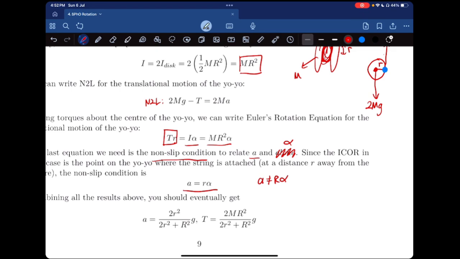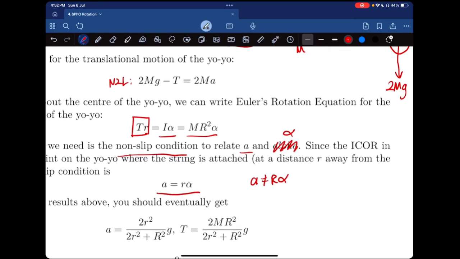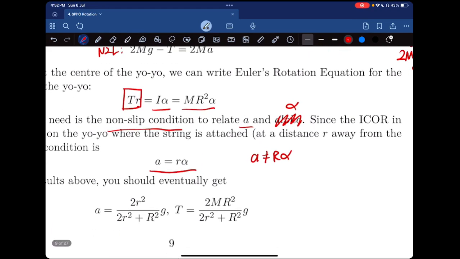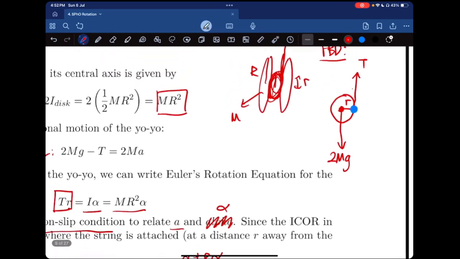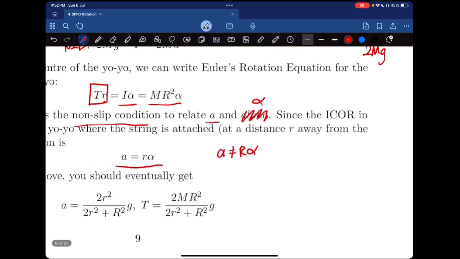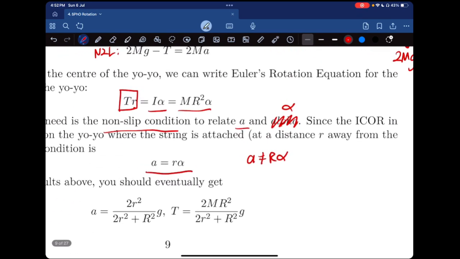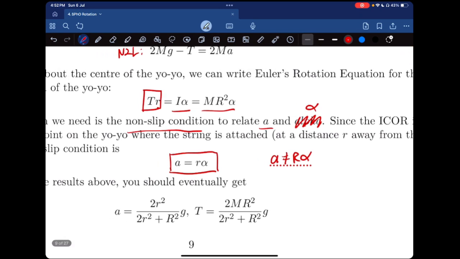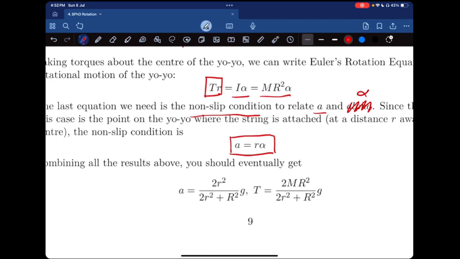So this can be quite tricky for you to find out which radius to use for your non-slip condition. As usual, the easiest way to think about it is to go back, constrain the velocity of this point, and think about how the ICR works. That way you don't mess up the radius that you use. So this is the actual non-slip condition.